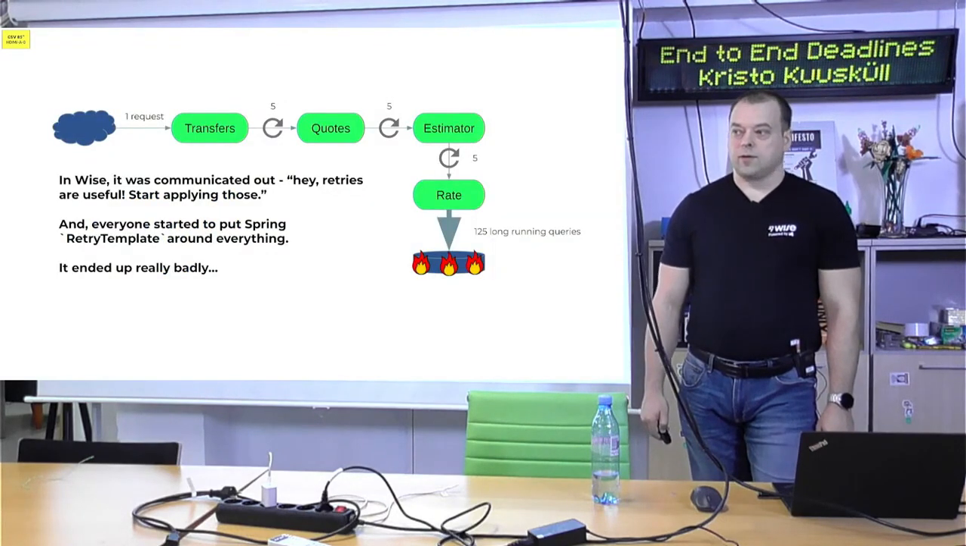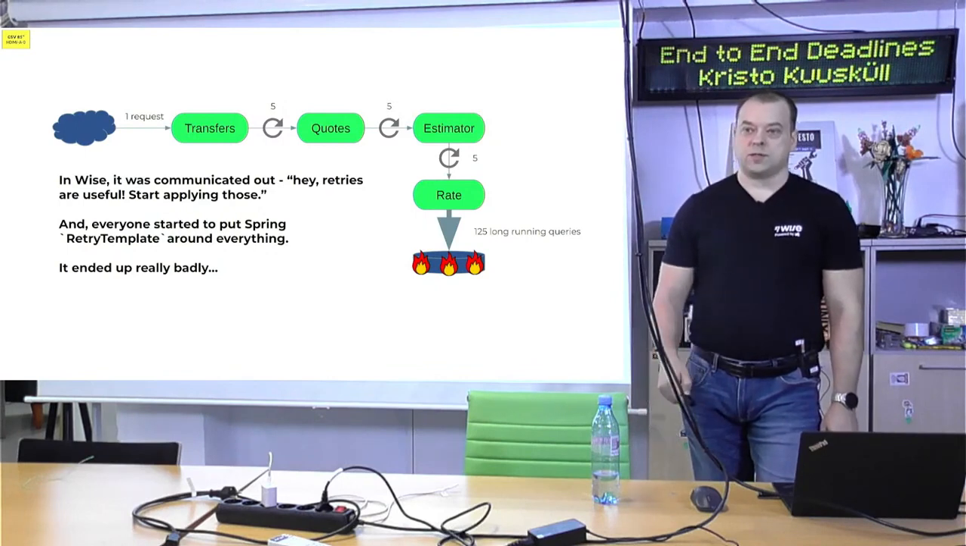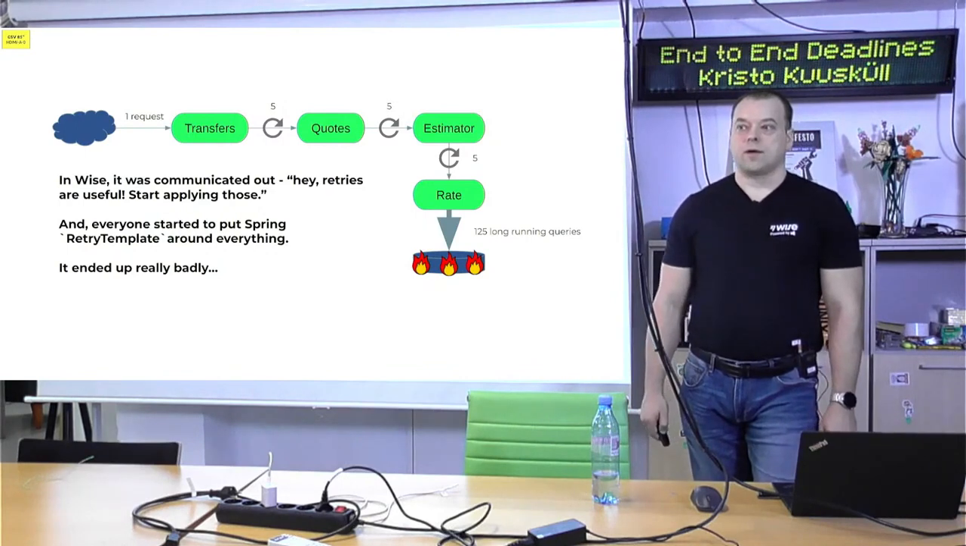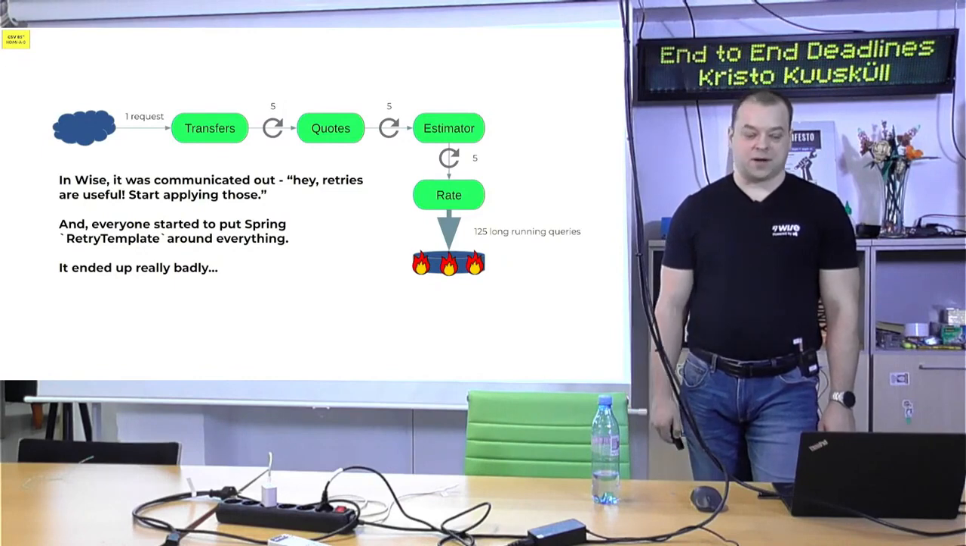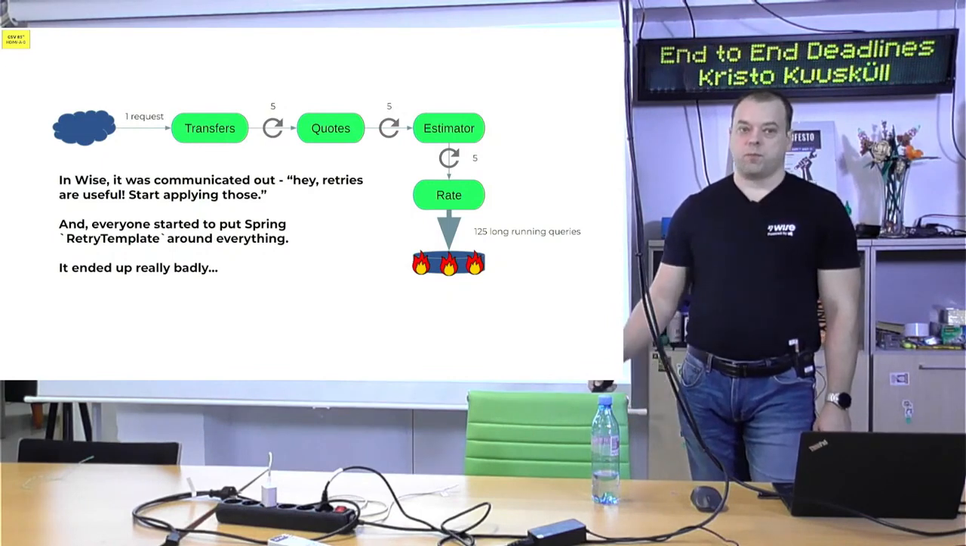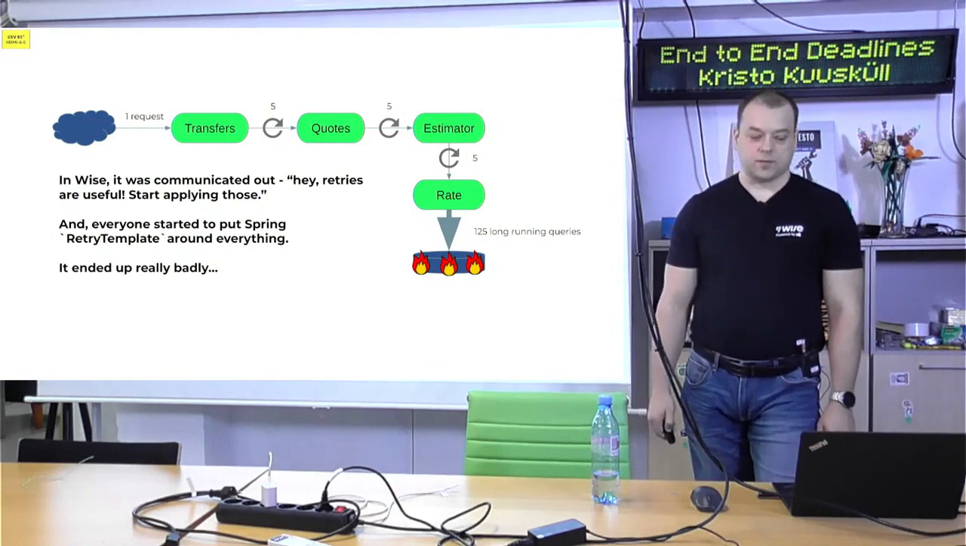So in 2018 at Wise, we went over the same kind of logical analysis that I just did. Retries are useful, so let's just start using retries. What we did was put retries between every component; every service hop basically had a retry around it. And what can go wrong? I can say it ended up really badly.